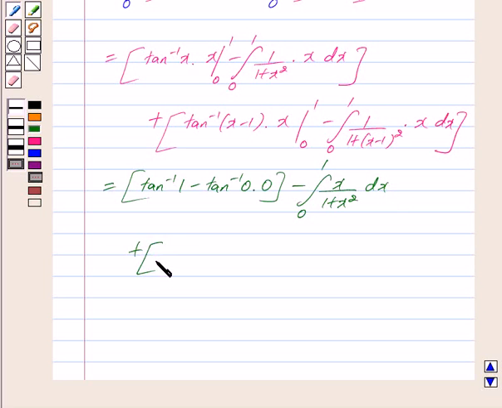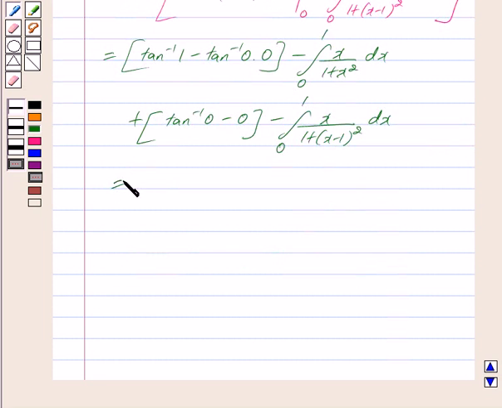Plus, now again putting the limits, we get tan inverse 0 minus 0. Because here the upper limit is 1, so putting 1 in place of x, we get here tan inverse 0 into 1, minus putting lower limit 0 here, we get this is equal to 0, minus the integral from 0 to 1 of x upon 1 plus (x minus 1) whole square dx.